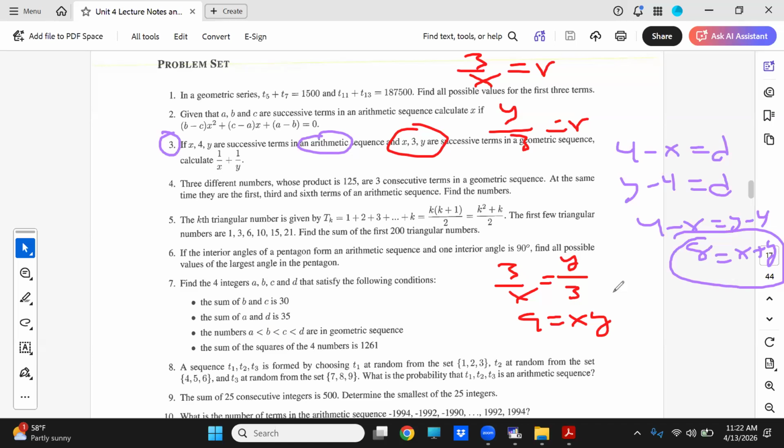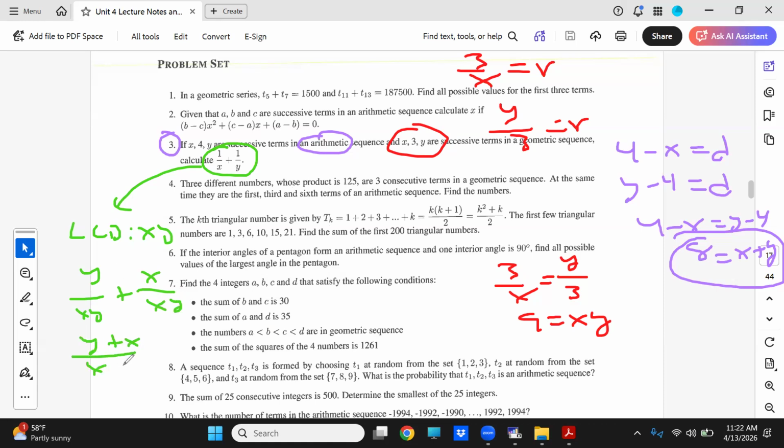But here's the thing. Did the question even ask for x or y separately? It didn't, right? So if you get a little creative, can I combine these two? Sure. What's your LCD? So you have y over xy plus x over xy. If I combine it, what do I get? What's y plus x? What's xy? Done.